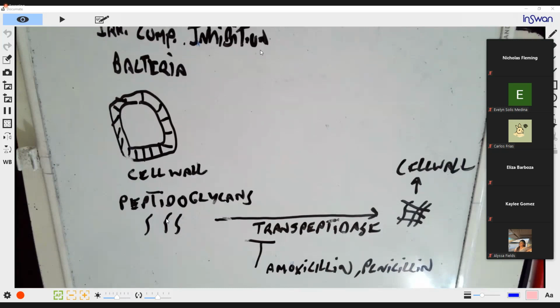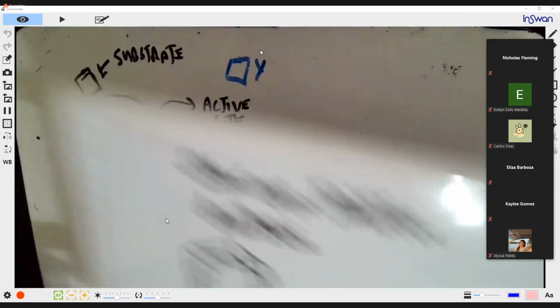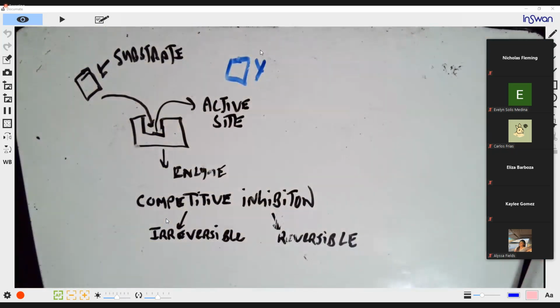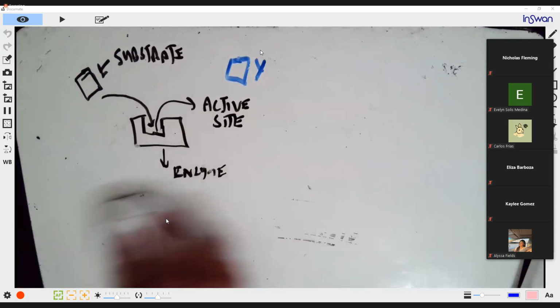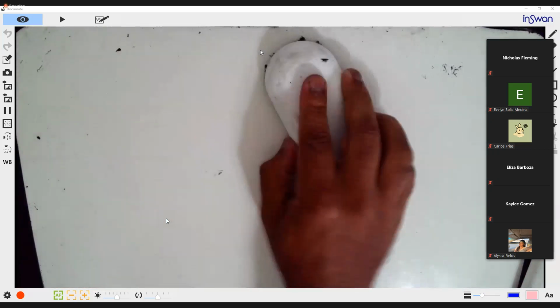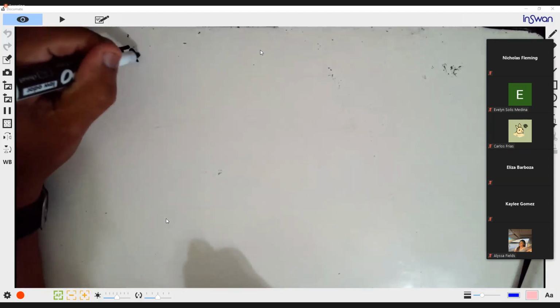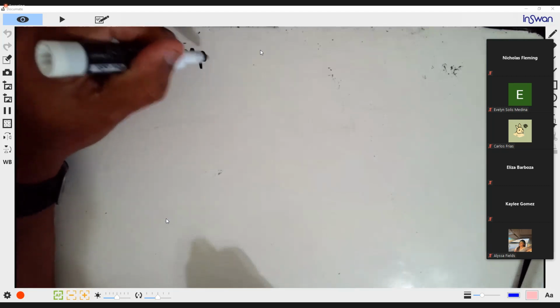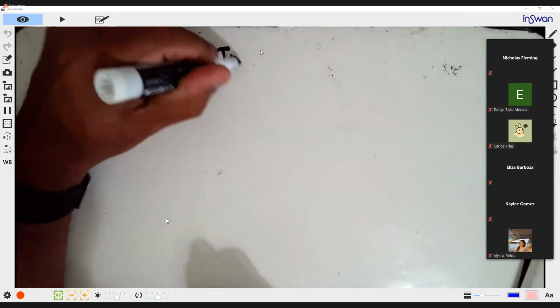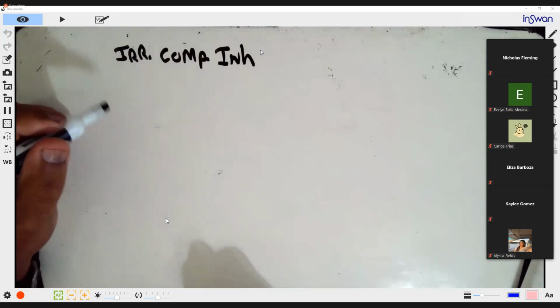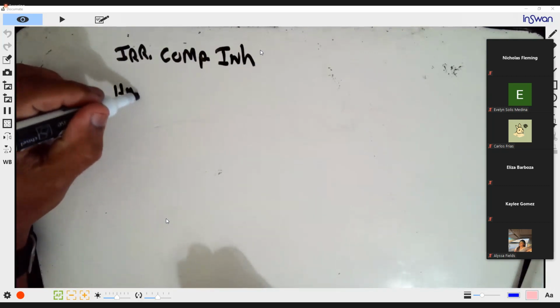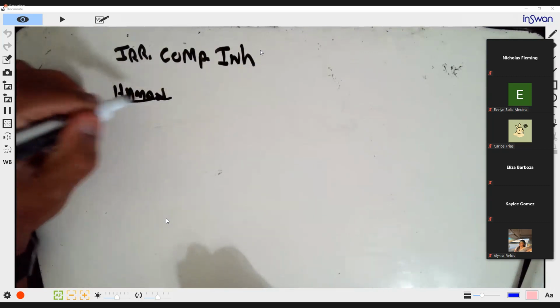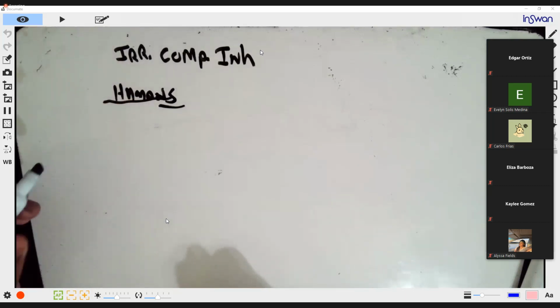All right, let's take a human example. We're still talking about irreversible competitive inhibition. Wrong key goes in, does not come back out. So this is in humans, and we're going to go into more detail on this when we talk about the nervous system.